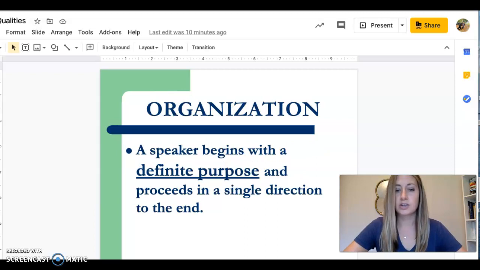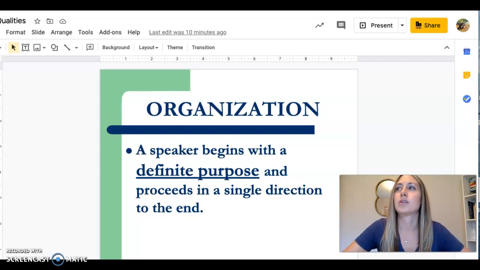The next one is organization. You need to have a purpose and you need to be organized. This is the point of having speech outlines. Actually, every time you give a speech, you should outline it first before you actually start writing it and practicing it.